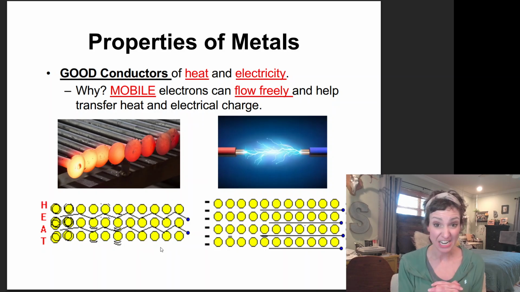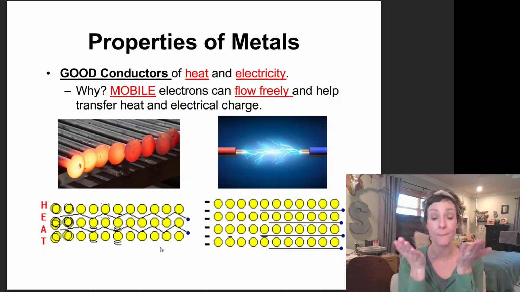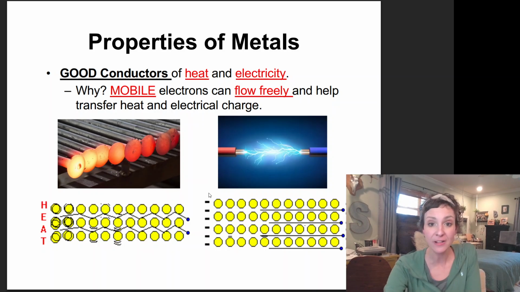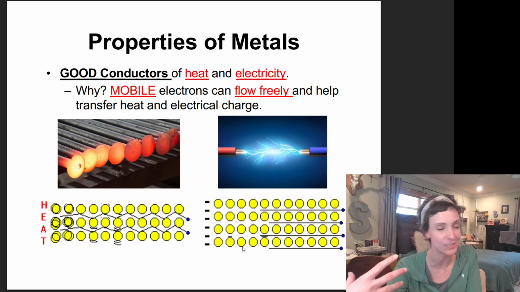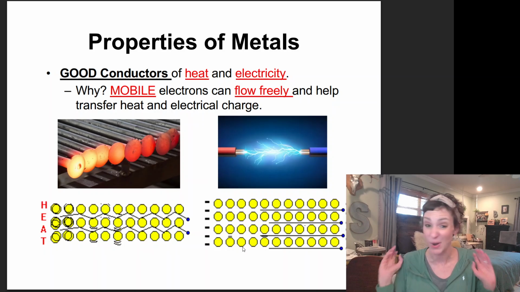It's also a good conductor of electricity. Electricity is literally an electrical charge, which is made by electrons. Well, why would a sea of electrons be good for transferring electricity? Y'all, we have literal mobile electrons in this sea. These mobile electrons can flow freely and help transfer that heat and that electrical charge. That is why we have copper wires to conduct electricity, you guys. These metals are great at that.